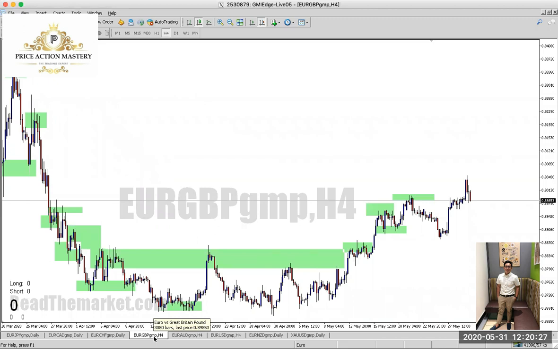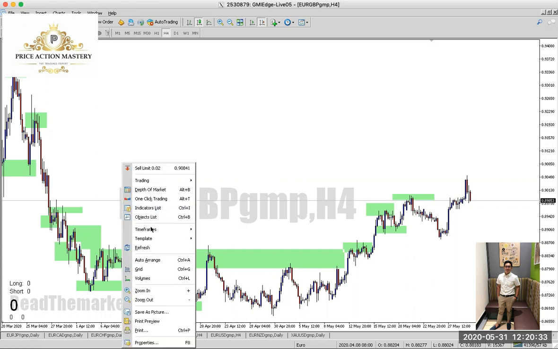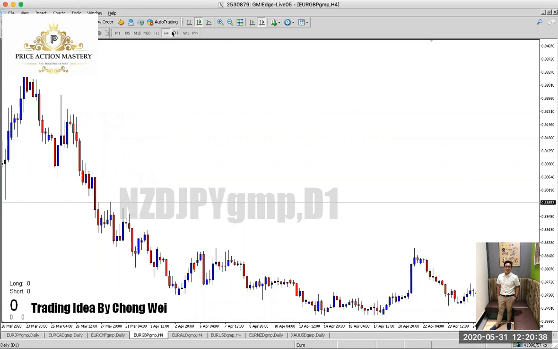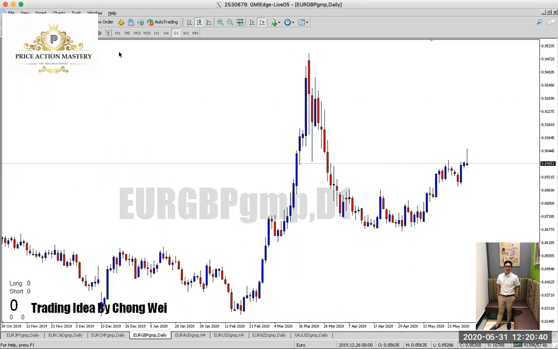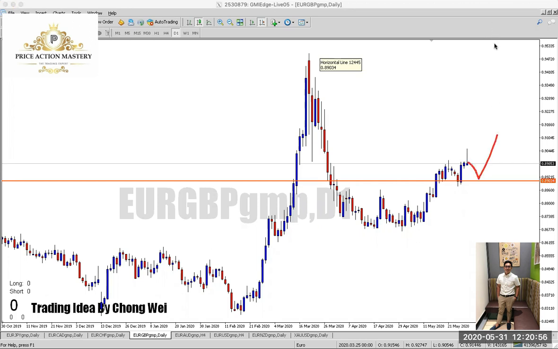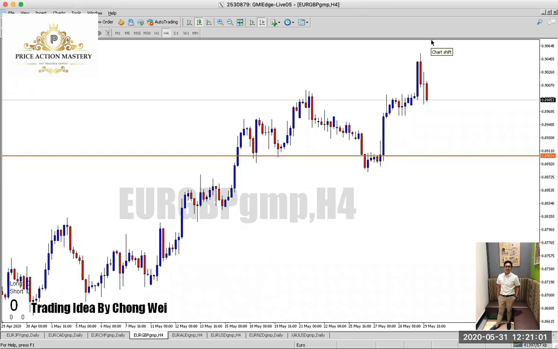Okay, Euro GBP is also a very clear uptrend. Let me delete all the things first. Of course, the best buy will be this level. If you are a day one trader, be disciplined on your side. Wait for a retest, then you go for buy.